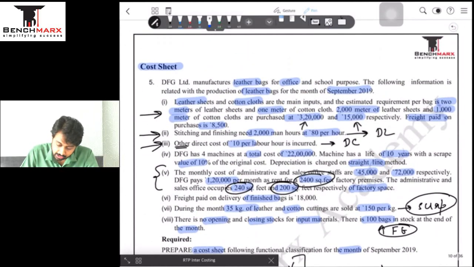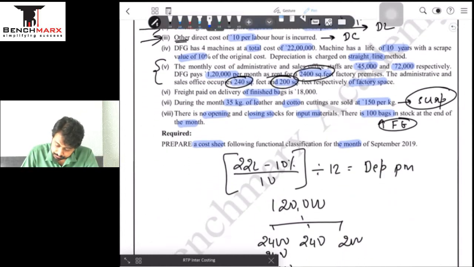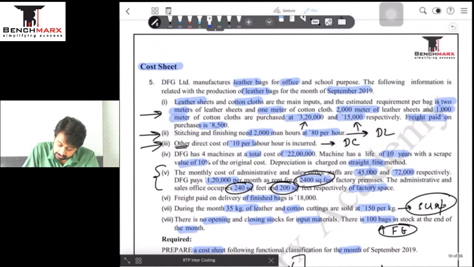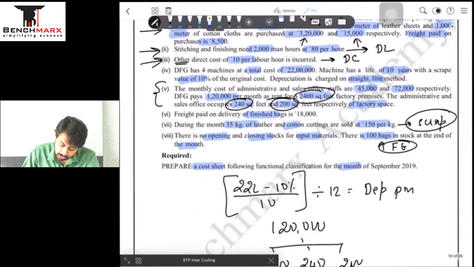अपियर्स टू बी किधर गया? व्हाट इज माय क्वांटिटी प्रोड्यूस्ड? क्यों नहीं बोला आपने को? अपन ने फाइंड नहीं किया है. Leather bags for September, leather sheets, have they given the quantity produced? 10 per hour, 2000. Okay, so agar, what is my quantity produced?